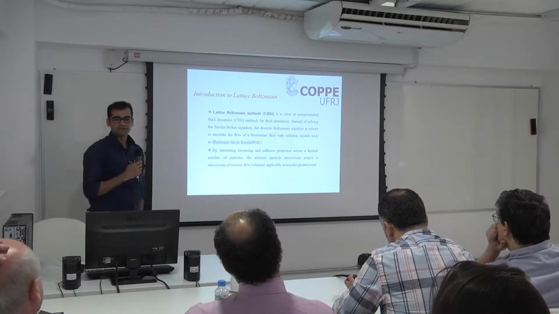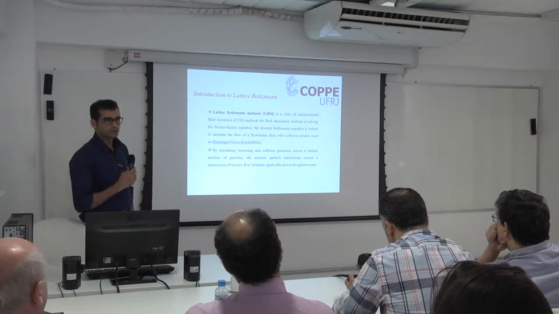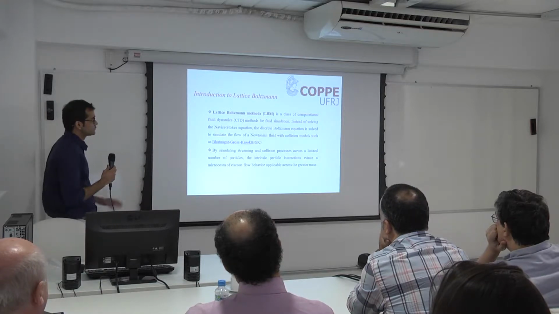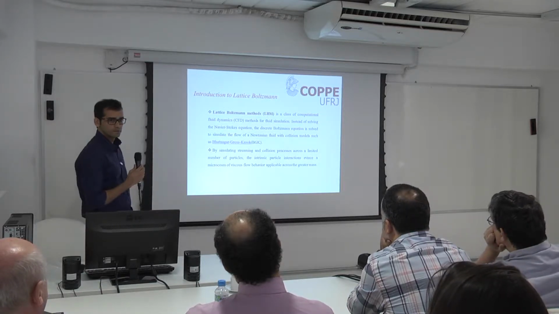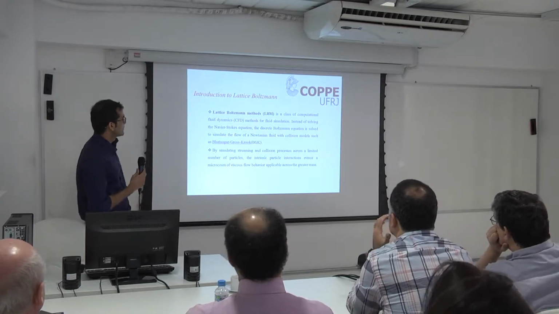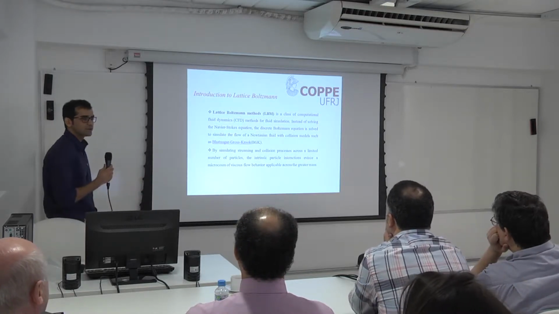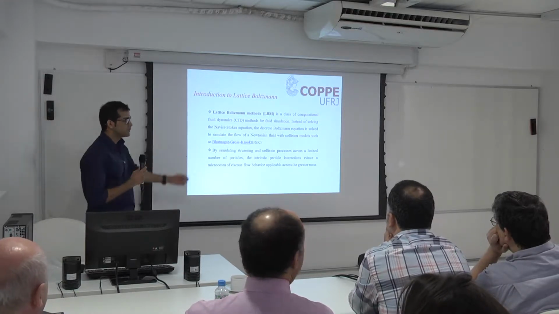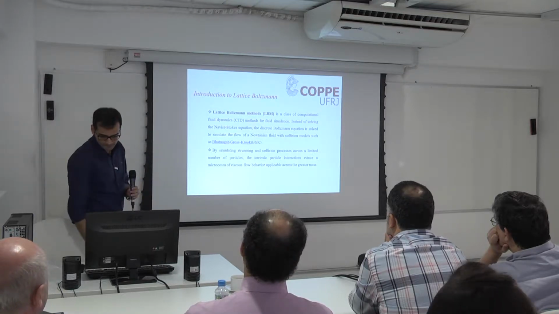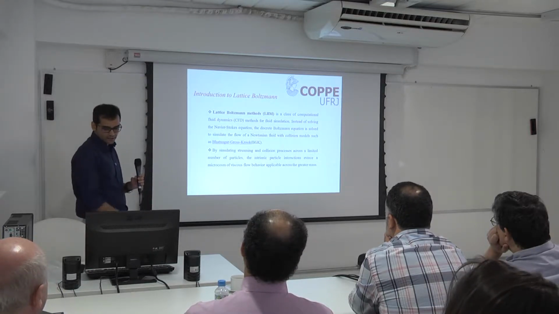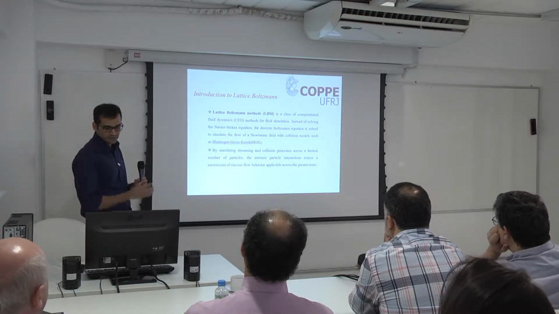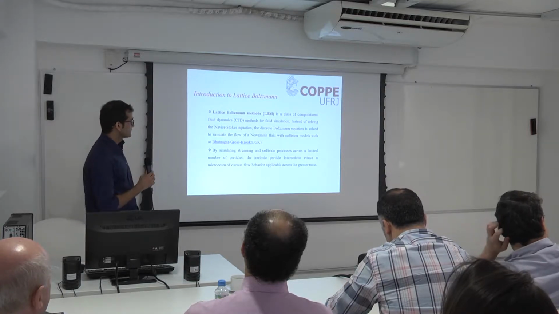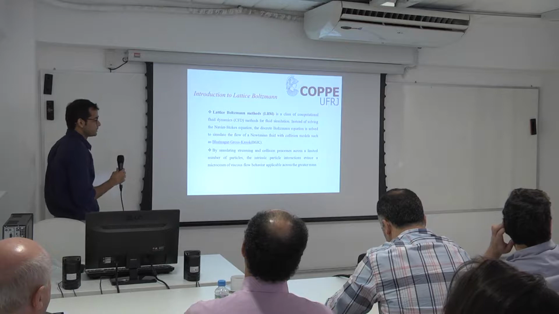Basically, people have a tendency to solve Navier-Stokes equations for CFD problems. But here we are trying to solve from a different point of view. The discrete Boltzmann equation is solved to simulate the flow of Newtonian fluid with collision models such as BGK. By simulating the streaming and collision process across a limited number of particles, the intrinsic particle interactions evince a microcosm of viscous flow behavior applicable across the greater mass.